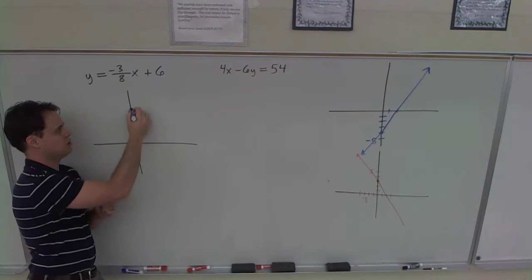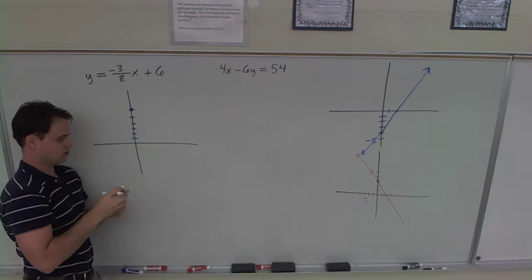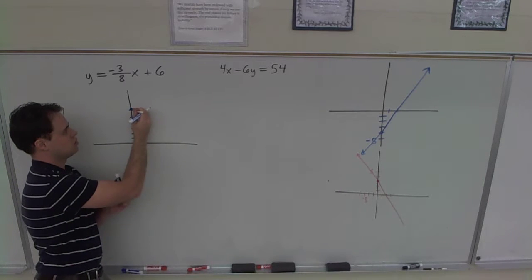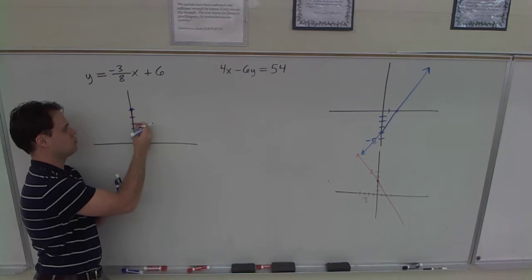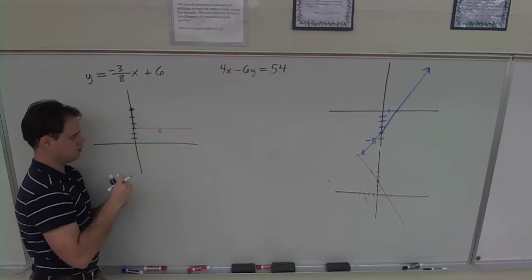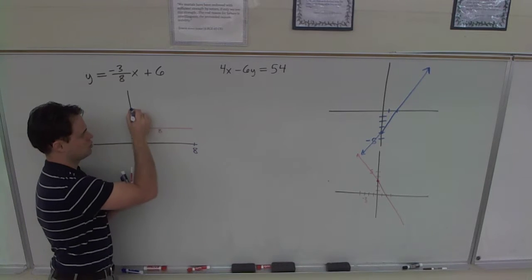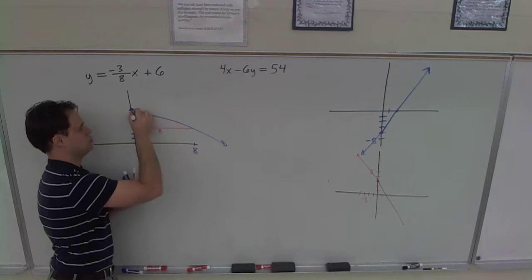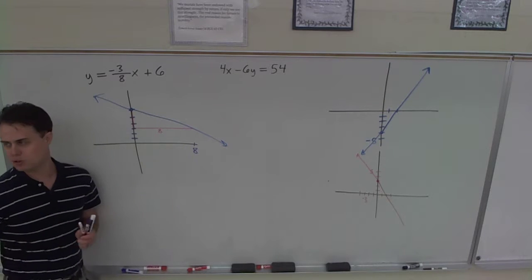Vertical, horizontal. So I'm going to go down 3. I'll try to show it in red, I guess. So I'm going down 1, 2, 3, over. This is supposed to be 8. So we'll say that that's 8. Sure, my line is not perfect, but it's good enough.